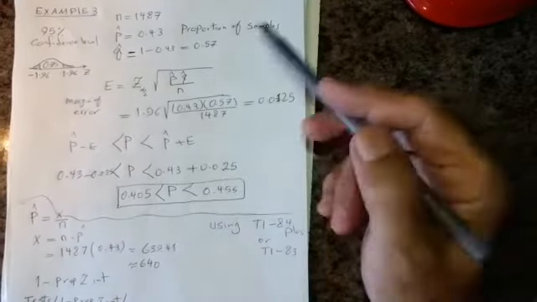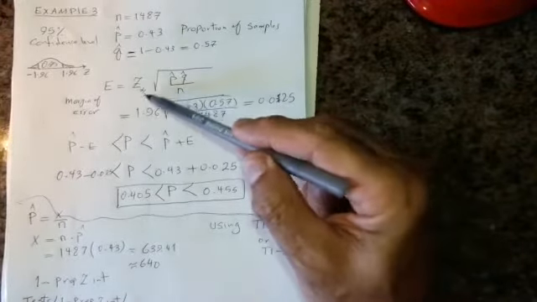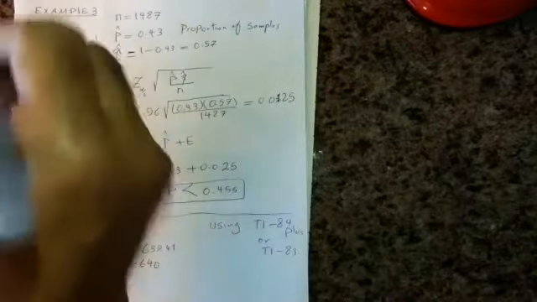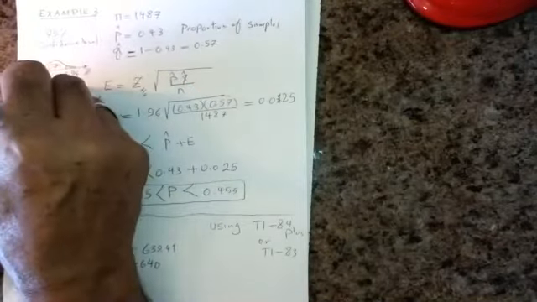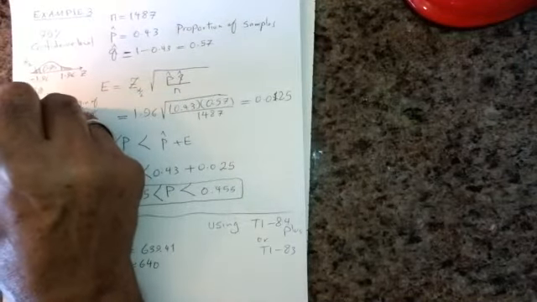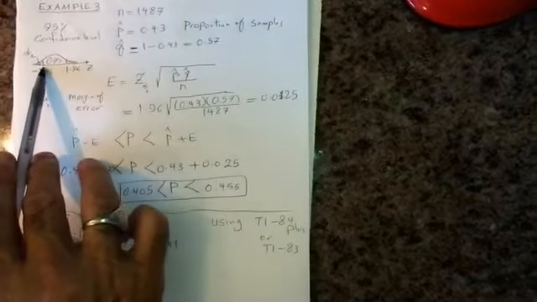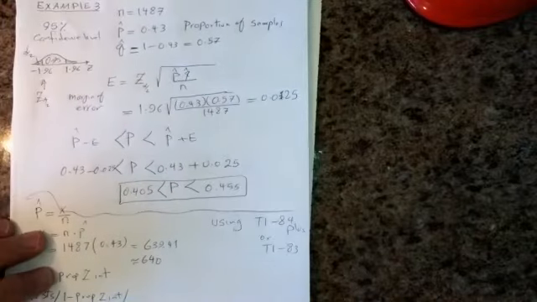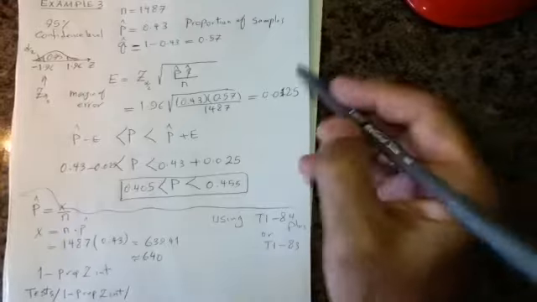So E is from this formula, Z of alpha half, P hat, Q hat, N. What is Z of alpha half? It means just these numbers. Remember, here is alpha half, and this one is Z of alpha half. Z of alpha half means this number because this Z is designed for a half of the alpha. So you take all those and put it here.